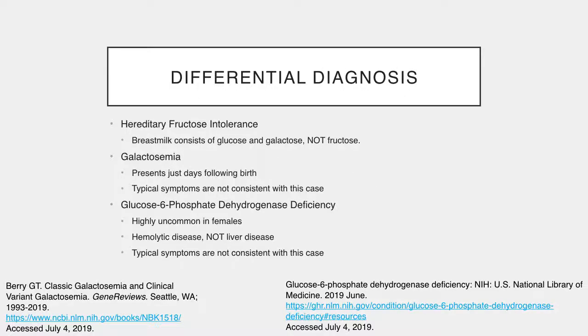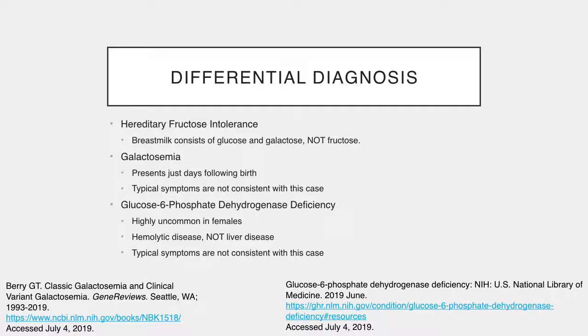Answer A, hereditary fructose intolerance, can be easily ruled out, as lactose from breast milk consists of glucose and galactose. And if you remember, the patient's diet has only consisted of her mother's breast milk. Answer B, galactosemia, can also be ruled out, as a newborn would likely present with its set of symptoms within just days following birth. Its common symptoms include feeding difficulties, lethargy, failure to gain weight, jaundice, liver damage, sepsis, and abnormal bleeding. These are quite different from the presentations found in our patient.